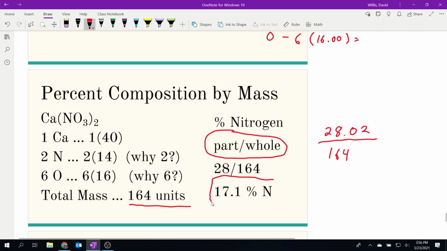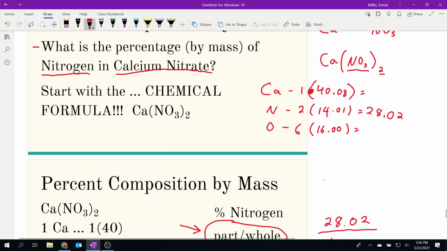And so that is how we do a percent mass. Again, just remember that percent is part over whole. And so you add up the total mass of the molecule, and then divide by the part that is whatever you're interested in.